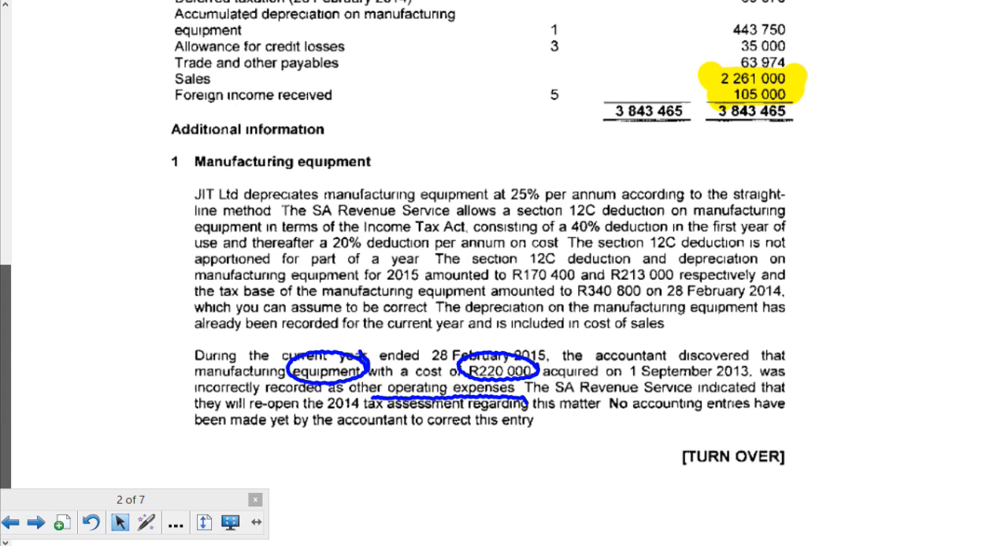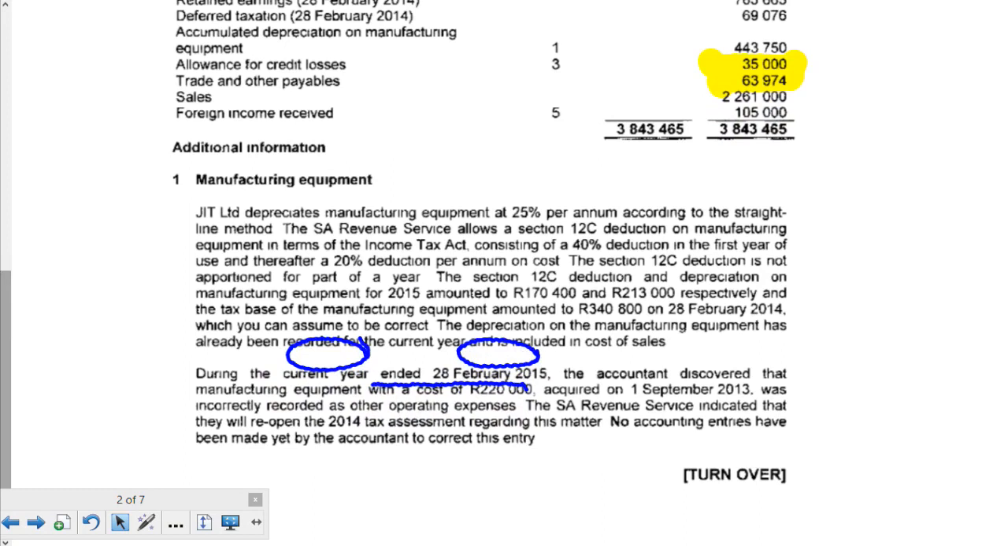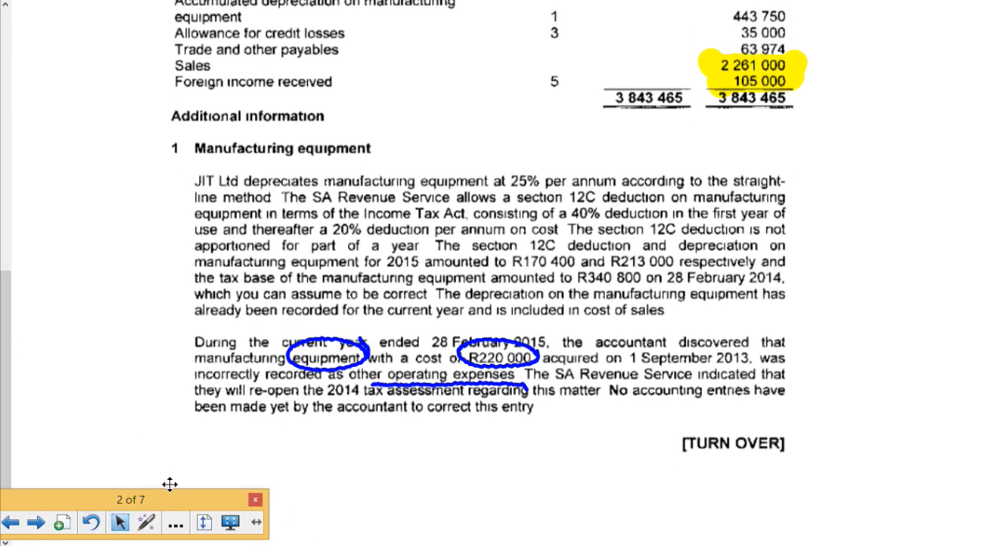Okay, yes. Now, they told us that the tax base of the equipment last year was 340,800. This year there was wear and tear of 213. So this year's tax base is? No, it's less the wear and tear. We don't know what the 20% is because we don't know what the original cost was. We haven't been told yet. But the tax base is just the amount less the wear and tear. So you've put it in there.